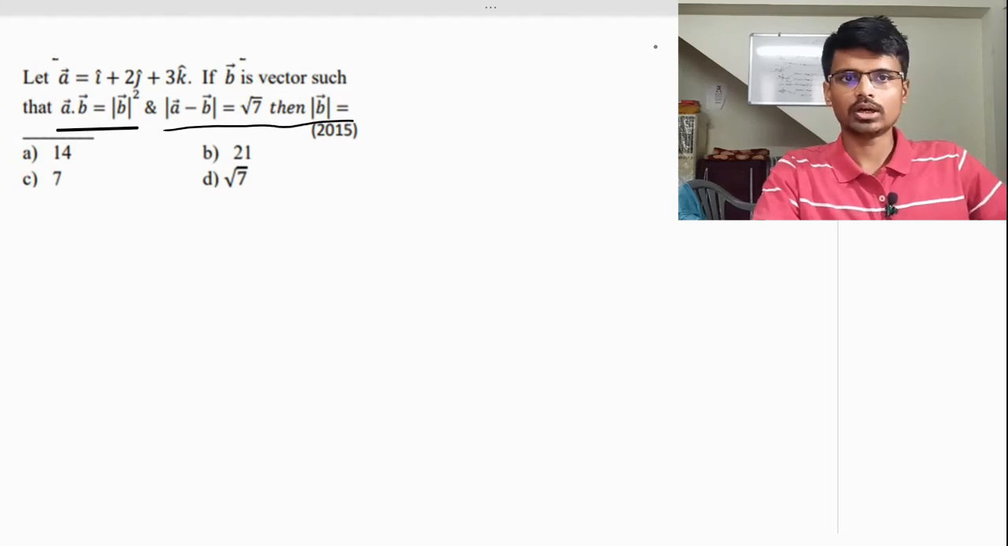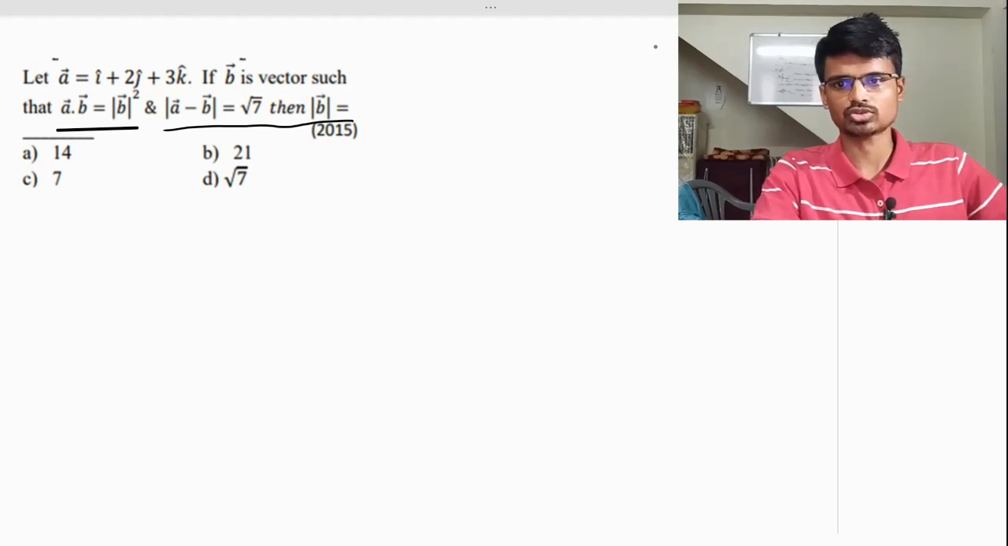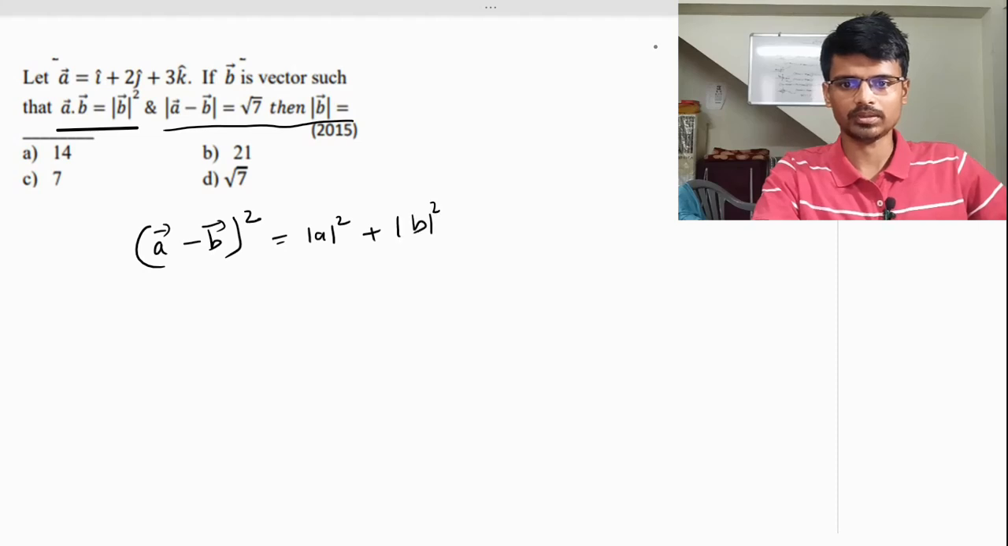So here there is one technique that we use to solve questions of vectors, the squaring technique. You can apply this method to solve many questions of vectors. So just squaring the given vectors. Here we have got A minus B. Let me just square that. On squaring I get A square plus B square plus 2 A bar dot B bar.